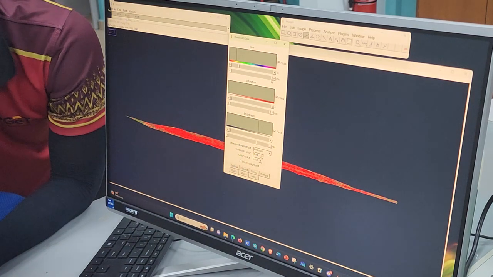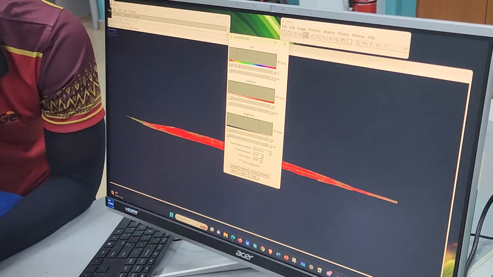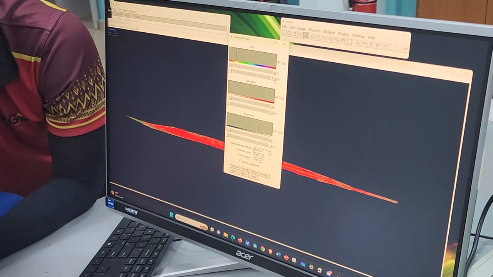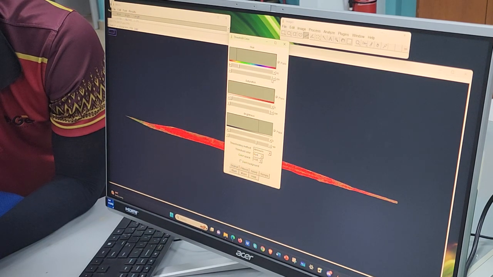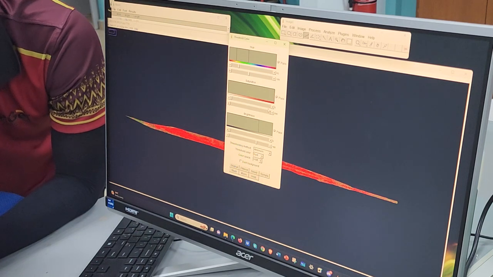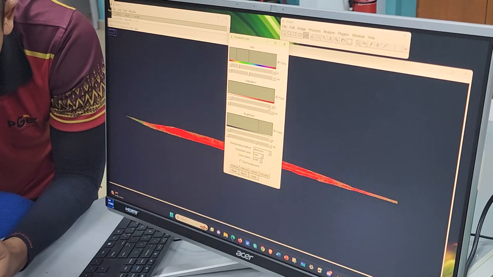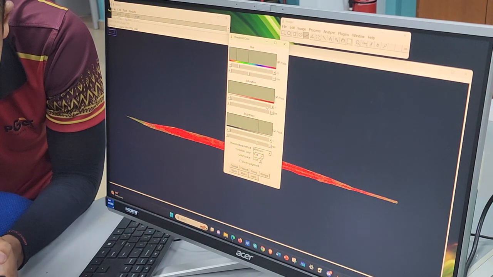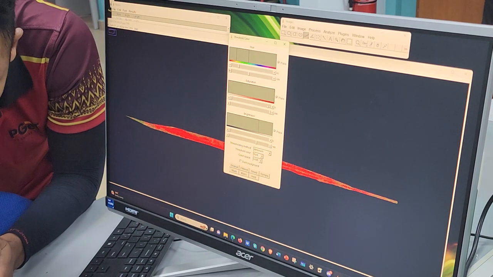Okay, lepas tu setting dia untuk yang hue ni, yang atas ambil 42. Untuk yang second tu 109. Okay, so dia ada value tau. Kita tulis kat depan value dia. Ada dalam group juga. Tengok dalam group tu. Dia ada value tau. Hue, saturation, brightness. Ini rasa penting untuk gambar ni.